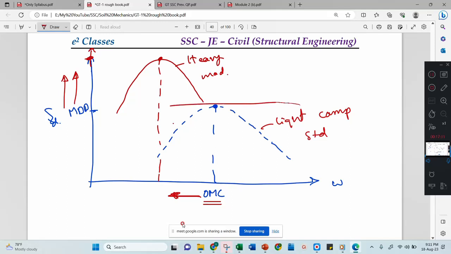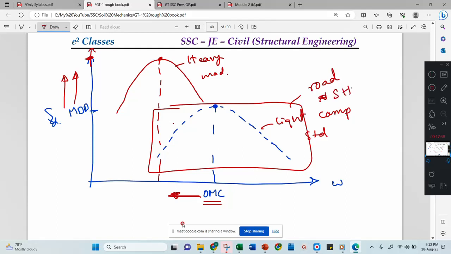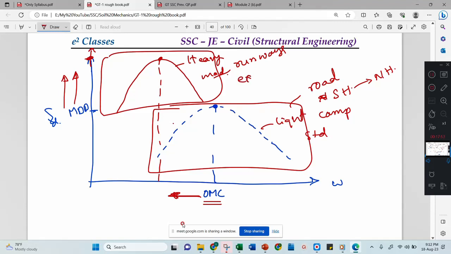The application of this light compaction is your general roads. You can even go up to SH, state highways, and to some extent they will go for NH, national highways, also with this light compaction. But heavy compaction we have to do for runways and expressways. Expressways are very important. Below the buildings, there you will do this heavy or modified compaction. This is your light compaction. Understood?